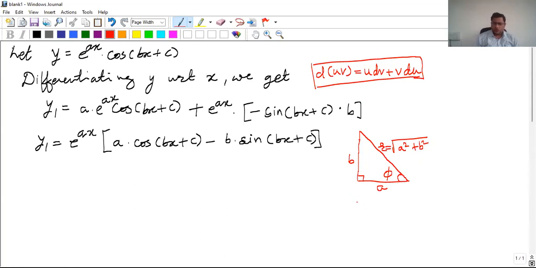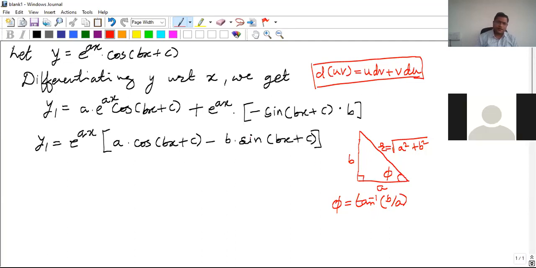What will be phi? Tan inverse of b by a. Correct. So the hypotenuse r is going to be square root of a square plus b square, and phi is going to be tan inverse of b by a.